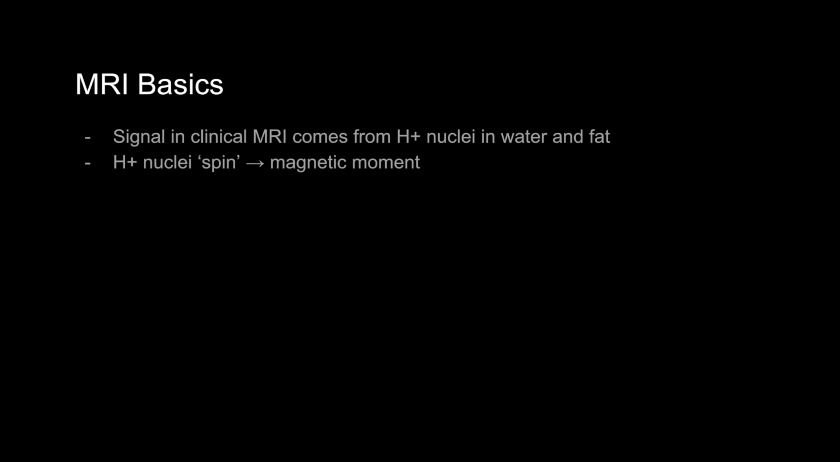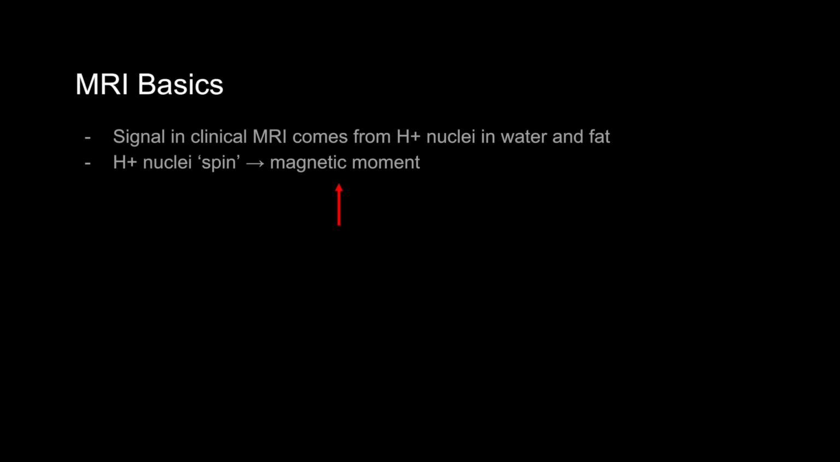Simply put, the signal that we get and look at in clinical MRI comes from imaging hydrogen nuclei in water and in fat. These hydrogen nuclei, like other subatomic particles, possess spin or spin-angular momentum. And this spin gives the nuclei a magnetic moment. To put it in a simpler way, think of each hydrogen nucleus behaving like a tiny bar magnet with a vector illustrating the magnetic moment.